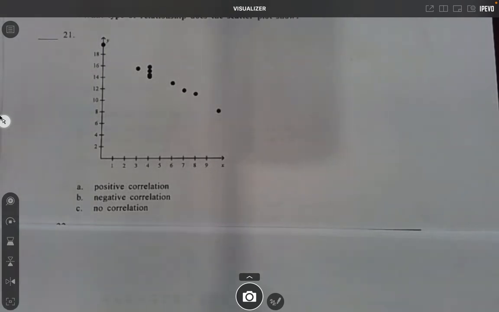Okay. Number 21. This one's super easy. It's either going to be a positive, a negative, or no correlation. Does it look like it's going up, down, or no clue? Does it look like it's going up? No, so it's not positive. Does it look like it's going down? Yes. That means it's negative.